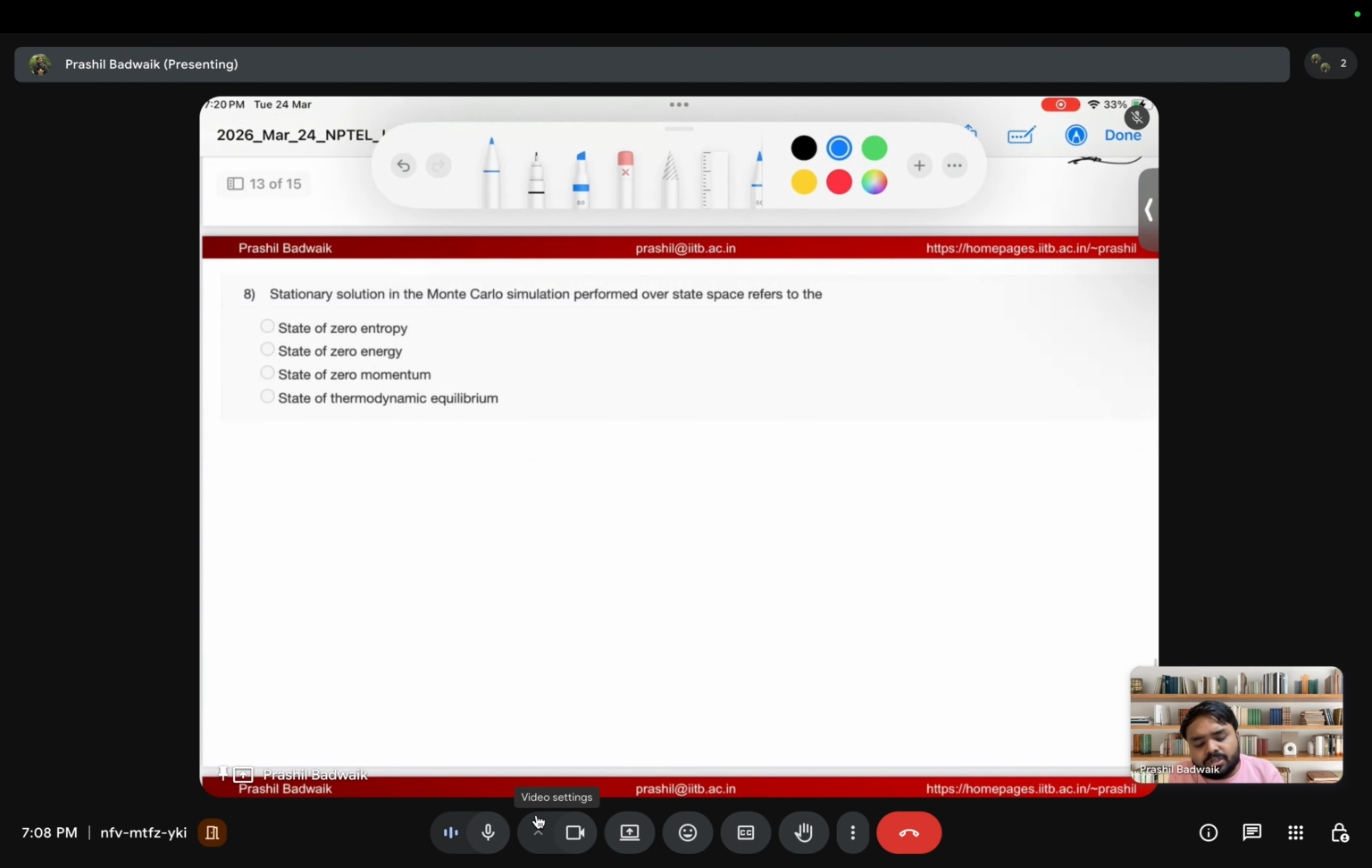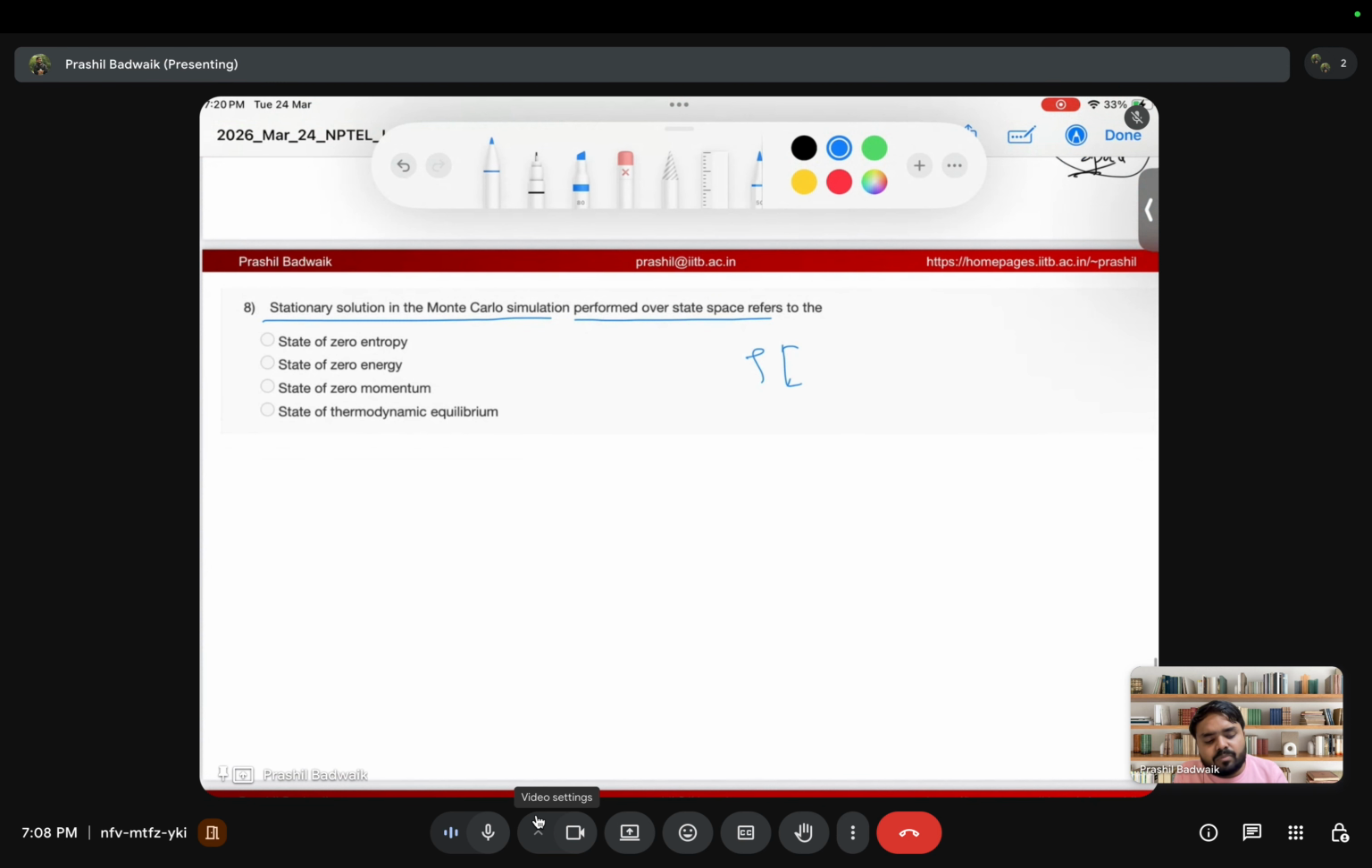Then, the stationary solution in Monte Carlo simulation is performed over the state space repertoire. Stationary solution means that any property, for example density, is a function of microstates and also a function of time. If it is stationary, it is not changing with respect to time, so it is a function of the number of microstates only. It is independent of time, meaning properties are not changing with respect to time. So this is referred to as an equilibrium state.